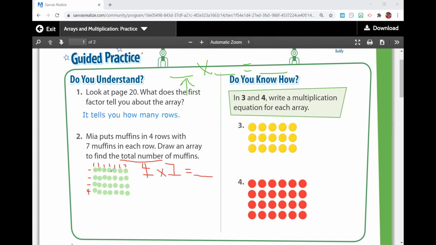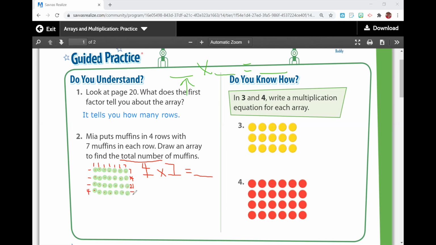1, 2, 3, 4, 5, 6, 7. 8, 9, 10, 11, 12, 13, 14. Might even write it on the side so I remember where I'm at, because I'm skip counting by 7. 15, 16, 17, 18, 19, 20, 21, 22, 23, 24, 25, 26, 27, 28.